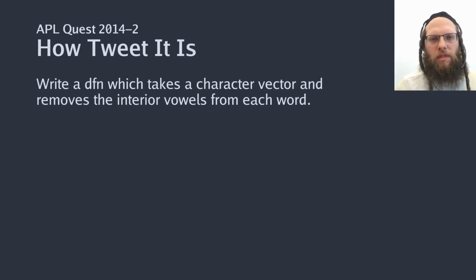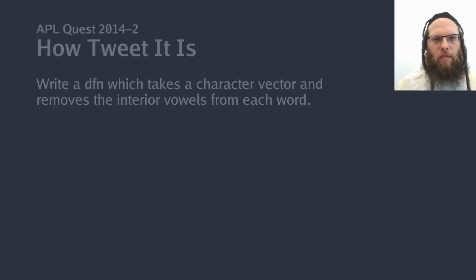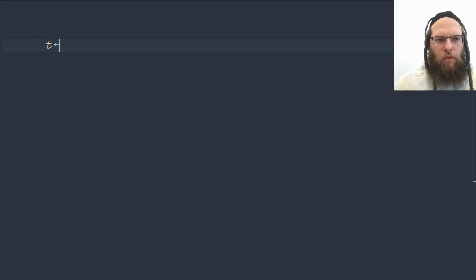Today's quest is the second problem from the 2014 round of the APL Problem Solver competition. We're given a text and have to find the words in the text and remove any vowels from the words, except if the vowel begins the word or the vowel ends the word. Let's get started with some test data.